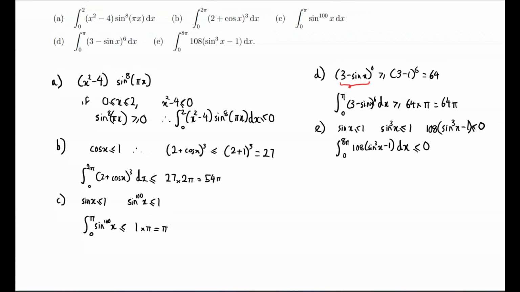So from this we can see that options A and E are both less than 0. Option C is always less than or equal to pi, and option B is always less than or equal to 54 pi. So even if all the options A, B, C, and E took their maximum values, since D is always larger than or equal to 64 pi, this is going to be our final answer.